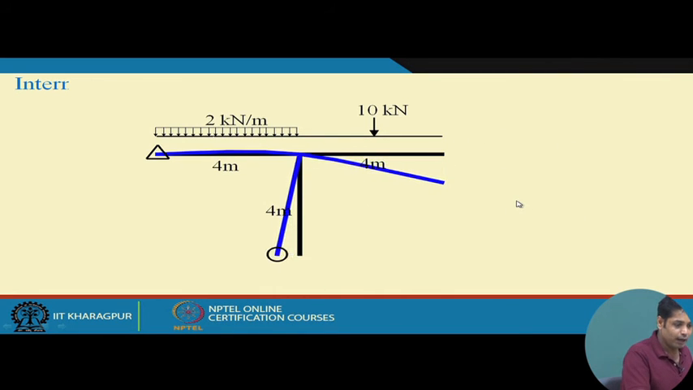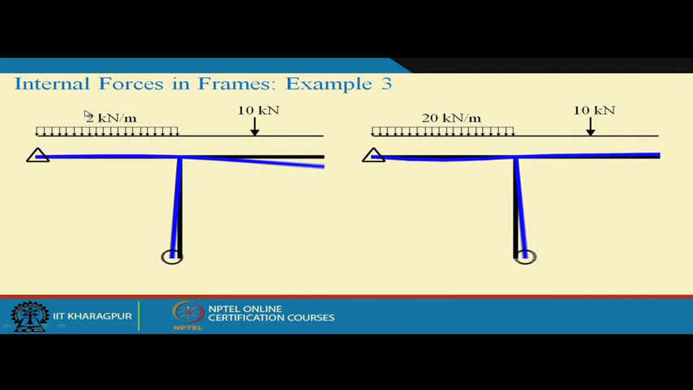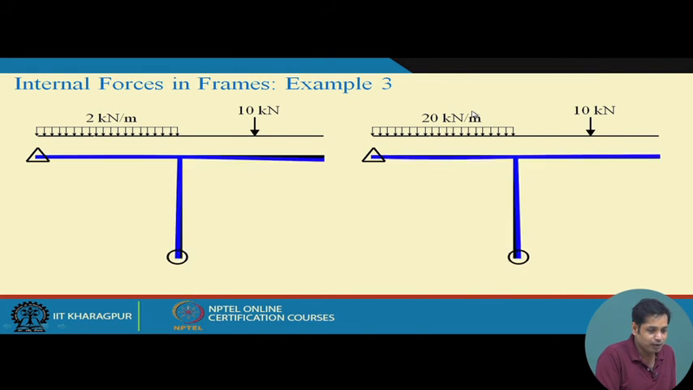Okay. Now, one important part is for the same beam supports, if I change this load, this load is 2 kilonewton per meter, but if I change this load to 20 kilonewton per meter, but the same structure, same boundary conditions, but if this load is different, this load is 2 kilonewton and this is 20 kilonewton, you see the deflected behavior is completely different.